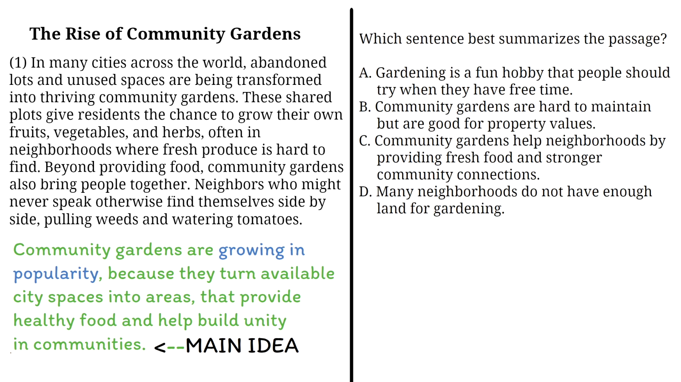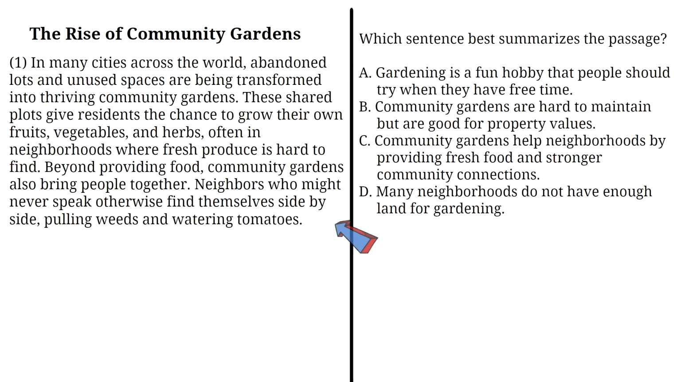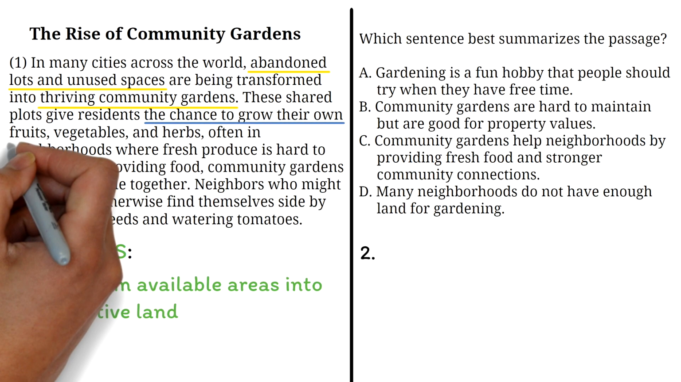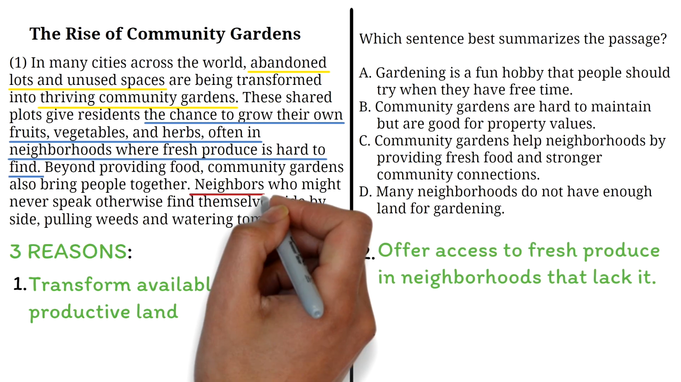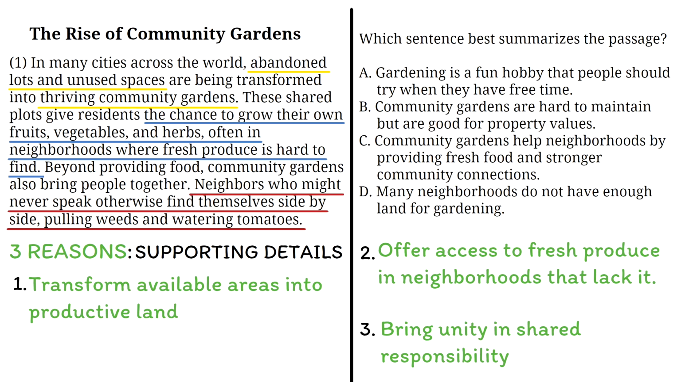Now let's find our next point, the supporting details that back this main idea. So let's look through our first paragraph again for information that explains why community gardens are growing in popularity. So when we look through the paragraph, we see three strong reasons. They are: 1. They transform available areas into productive land. 2. They offer access to fresh produce in neighborhoods that lack it. And 3. They bring people together, neighbors work side by side and build better community. These are the supporting details that help prove the main idea is true.